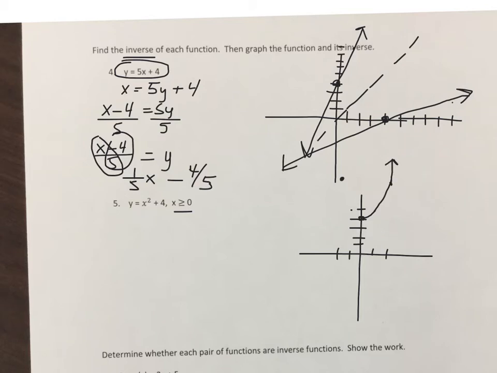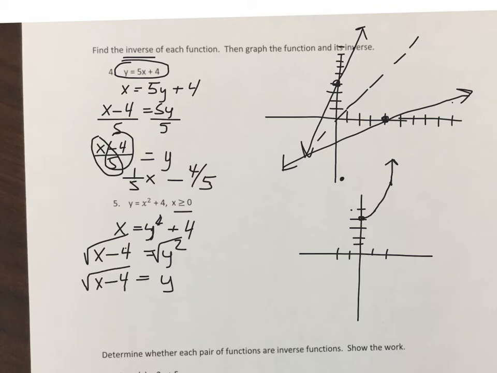Okay, to find the inverse, we're going to switch x and y. Solve for y. So I'm going to subtract 4. I'm going to take the square root of both sides. And so my inverse is the square root of x minus 4.